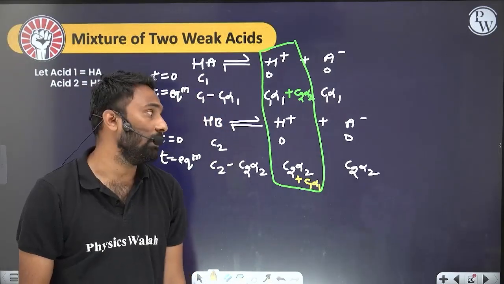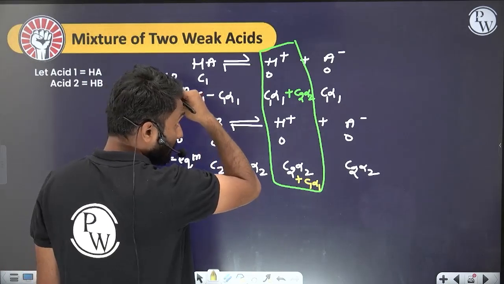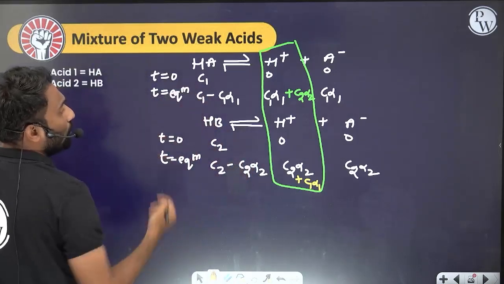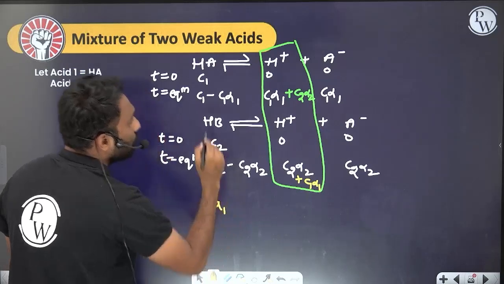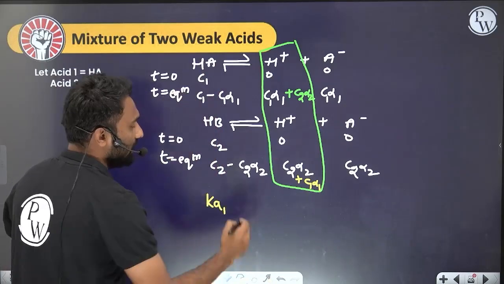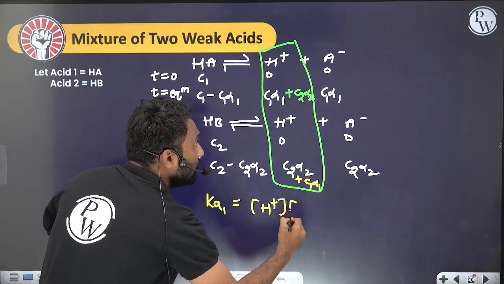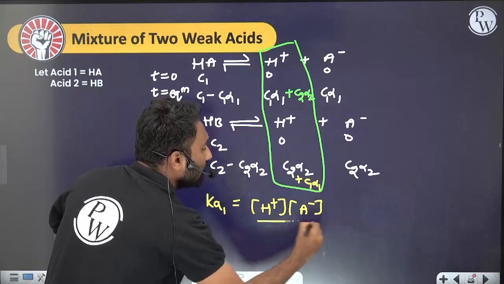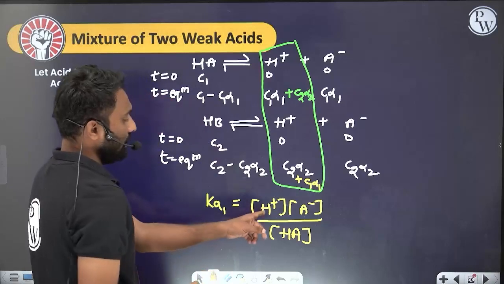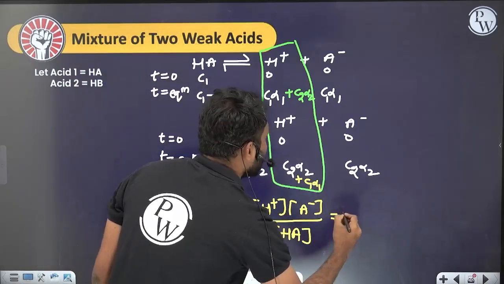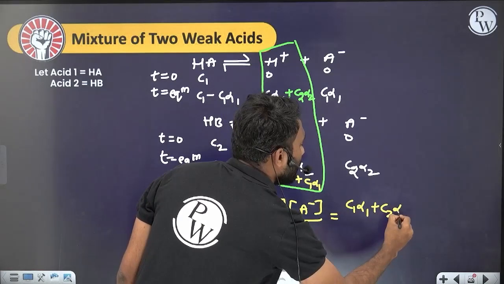Now write the Ka. How can we write the Ka for this? Ka of the first weak acid is the H plus ion concentration into the A minus ion concentration by HA. Now the H plus concentration is C1 alpha 1 plus C2 alpha 2.